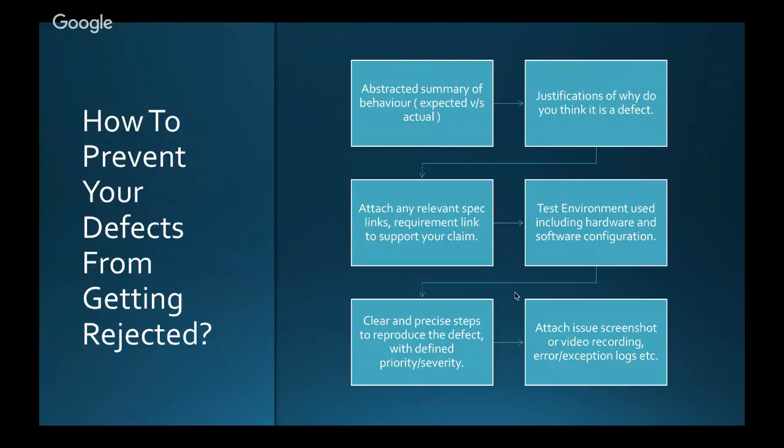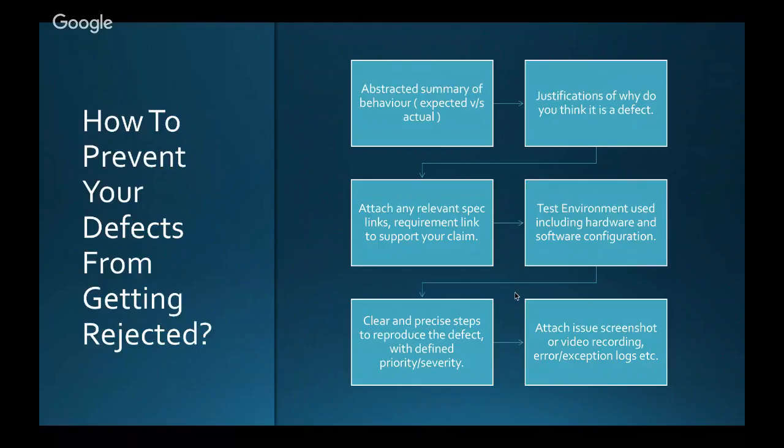First, abstract summary of behavior, expected versus actual. Always make sure that whenever you raise a defect, you have two things handy with you. First, the expected behavior and the actual behavior. If you have the right kind of documentation with you, you have a proper DoD and acceptance criteria, or user stories defined properly, you'll always have expected behavior. And then when you're performing testing, you'll figure out the actual behavior. And then depending on that, you can provide the abstracted summary of expected versus actual in your defect, so that it becomes very easy for the other person who is seeing that defect to understand and relate with it.